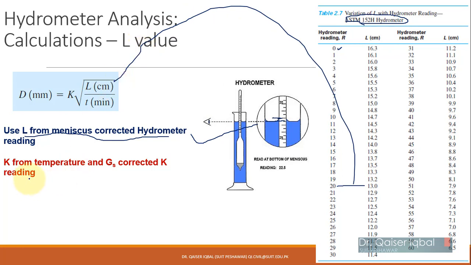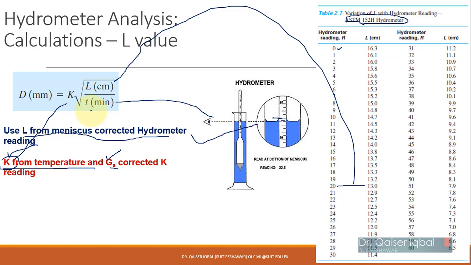Also you will get the value of K for temperature and GS. I showed you the table for the K value for the various temperatures and various GS, specific gravity values. So get the value of K from that table and put it in this equation, and T will be the time at which you are recording this, whether it is 2 minutes, 4 minutes, 8 minutes, 16 minutes, or 1 hour. If it is 1 hour, then you will write T equal to 60 minutes.